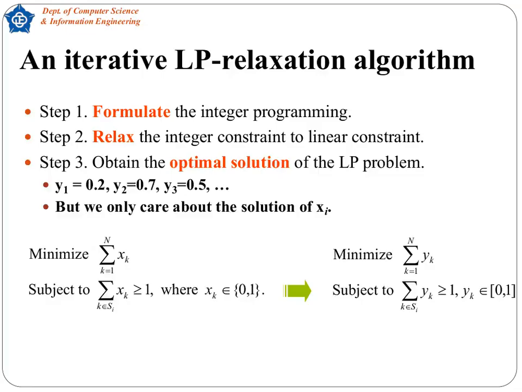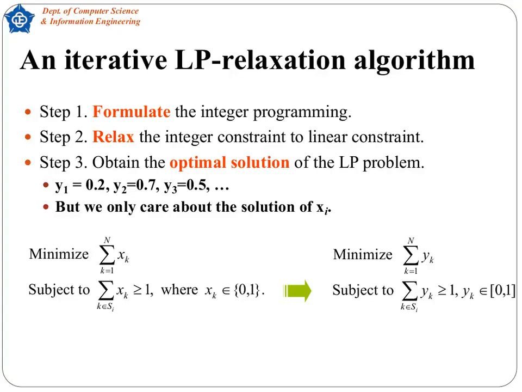Now, building on the LP relaxation we just introduced, we'll walk through an iterative LP relaxation algorithm in 3 clear steps. First, we cast our combinatorial problem as an integer program, minimize the sum of binary variables x, ensuring that each constraint set S has at least one member selected. Second, we relax the integrality requirement. Each variable y now ranges continuously between 0 and 1, yet we keep the same objective and covering constraints. Third, we solve this relaxed linear program to obtain an optimal fractional solution. For instance, y equals 0.2, y equals 0.7, y equals 0.5, and so on.